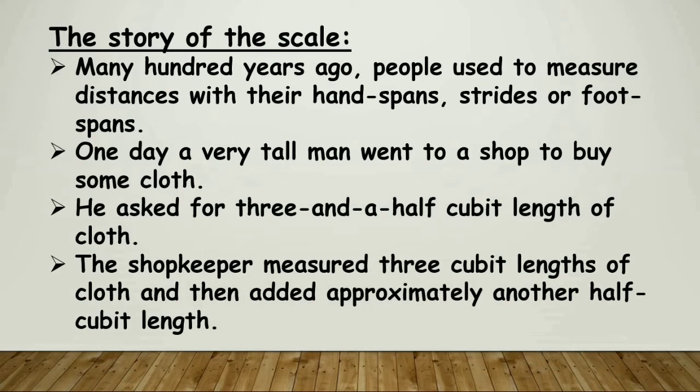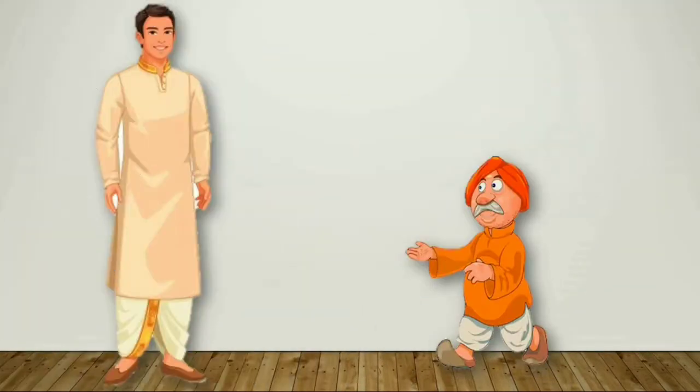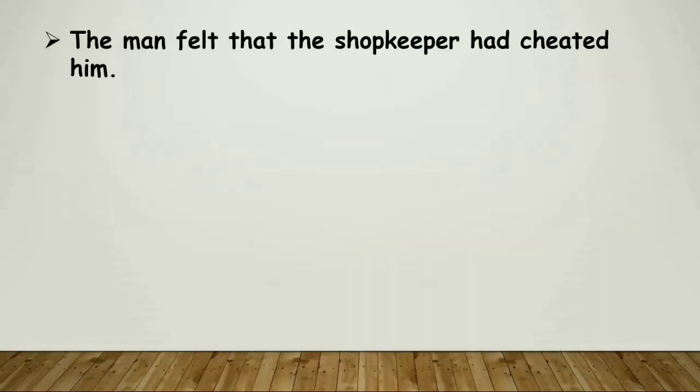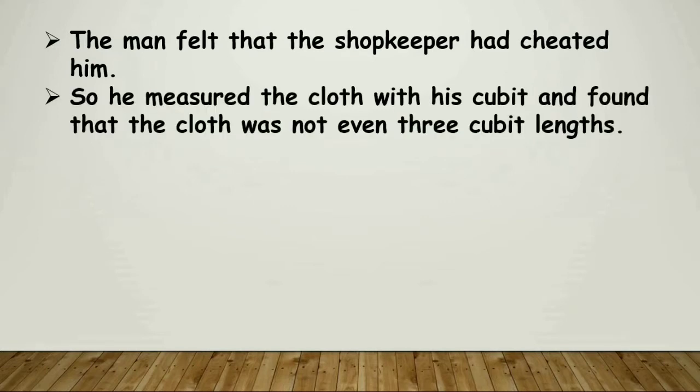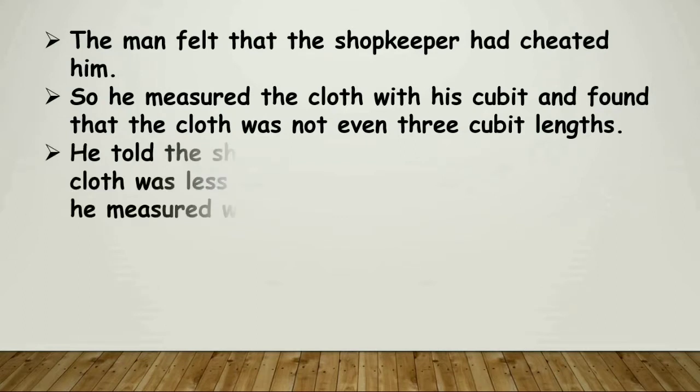The shopkeeper measured the 3 cubit length of cloth and then added approximately another half cubit length. But here the customer was very tall and the shopkeeper was very short. Their cubit lengths are different. Hence, the man felt that the shopkeeper had cheated him. So he measured the cloth with his cubit and found that the cloth was not even 3 cubit length.